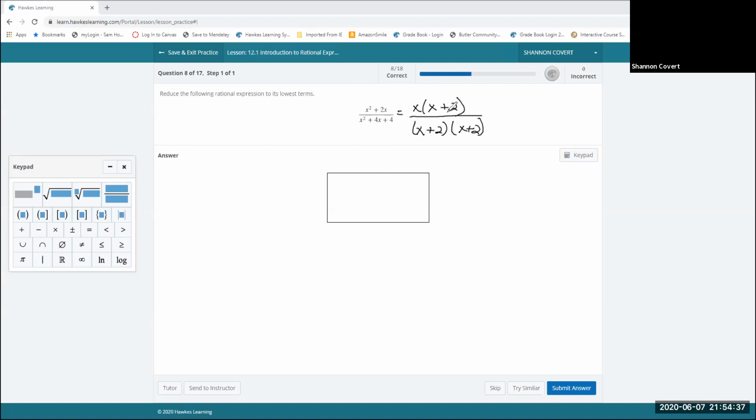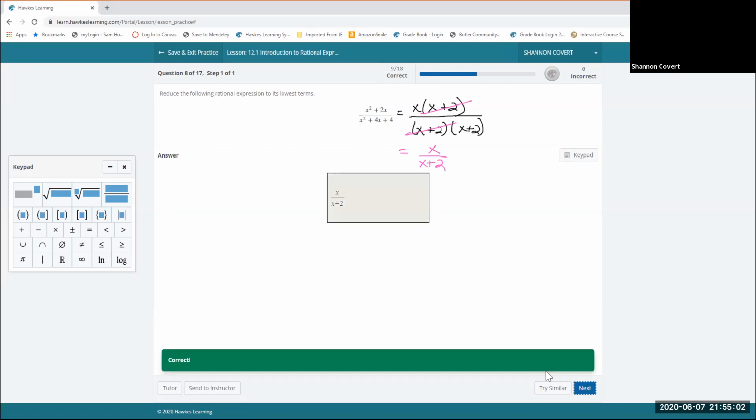Now I'm going to reduce what I can. So if I look here, I have an x plus 2 in the numerator, an x plus 2 in the denominator. So that leaves me with x over x plus 2. And that's what I'm going to type into the box. X over x plus 2. Submit my answer. I love it when I see a green bar.